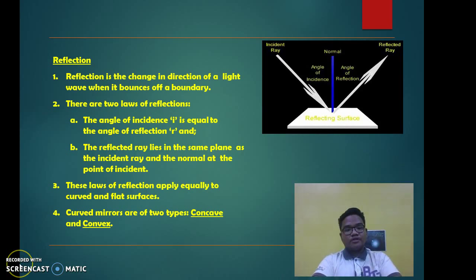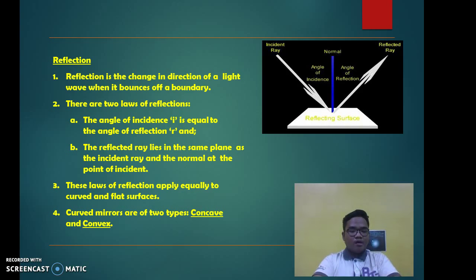Reflection. Reflection is the change in direction of a light wave when it bounces off a boundary. There are 2 laws of reflection. First, the angle of incidence I over here is equal to the angle of reflection R over here. So these laws of reflection apply equally to curved and flat surface.